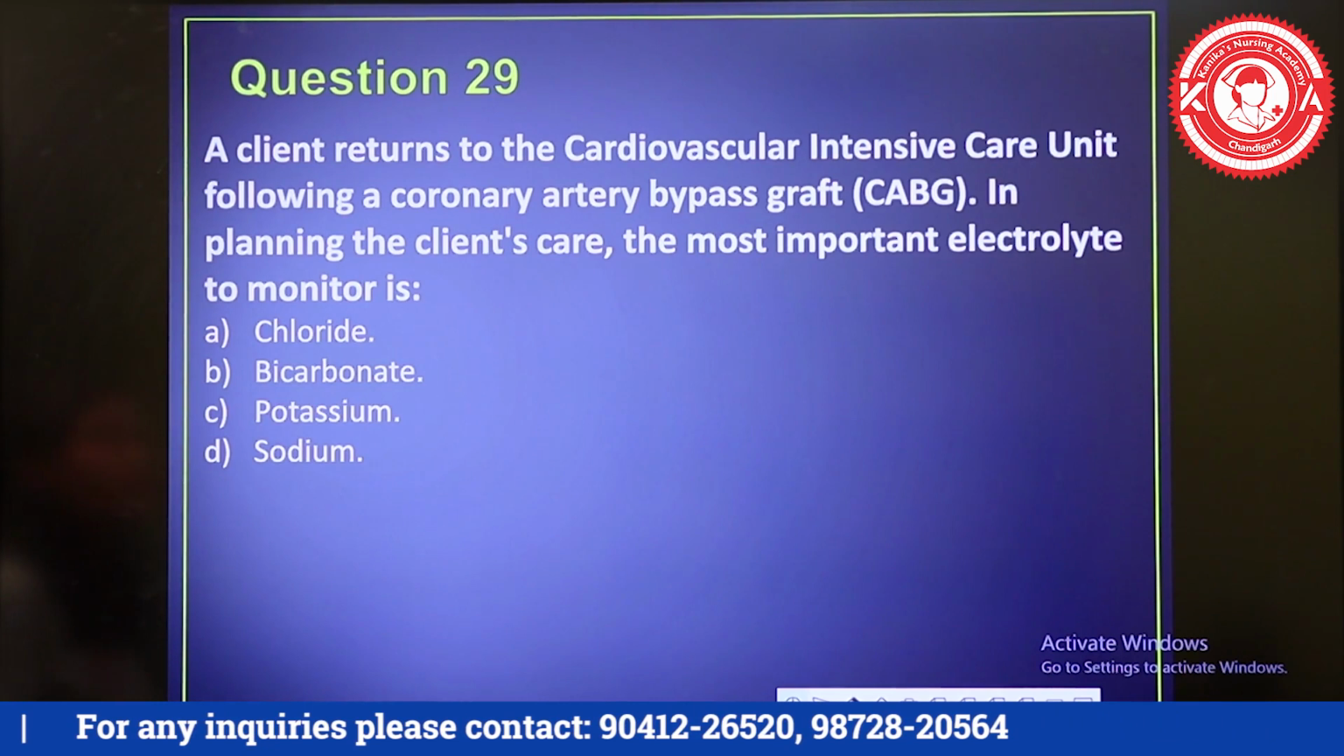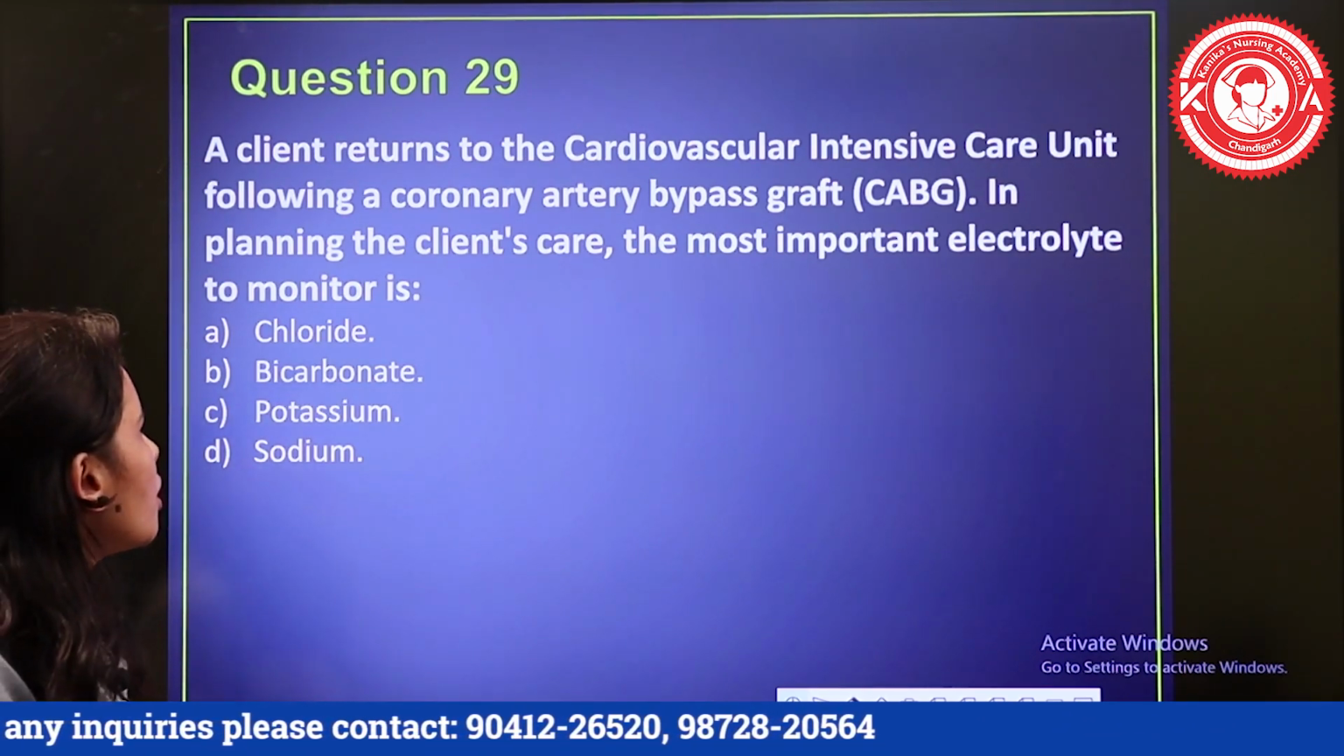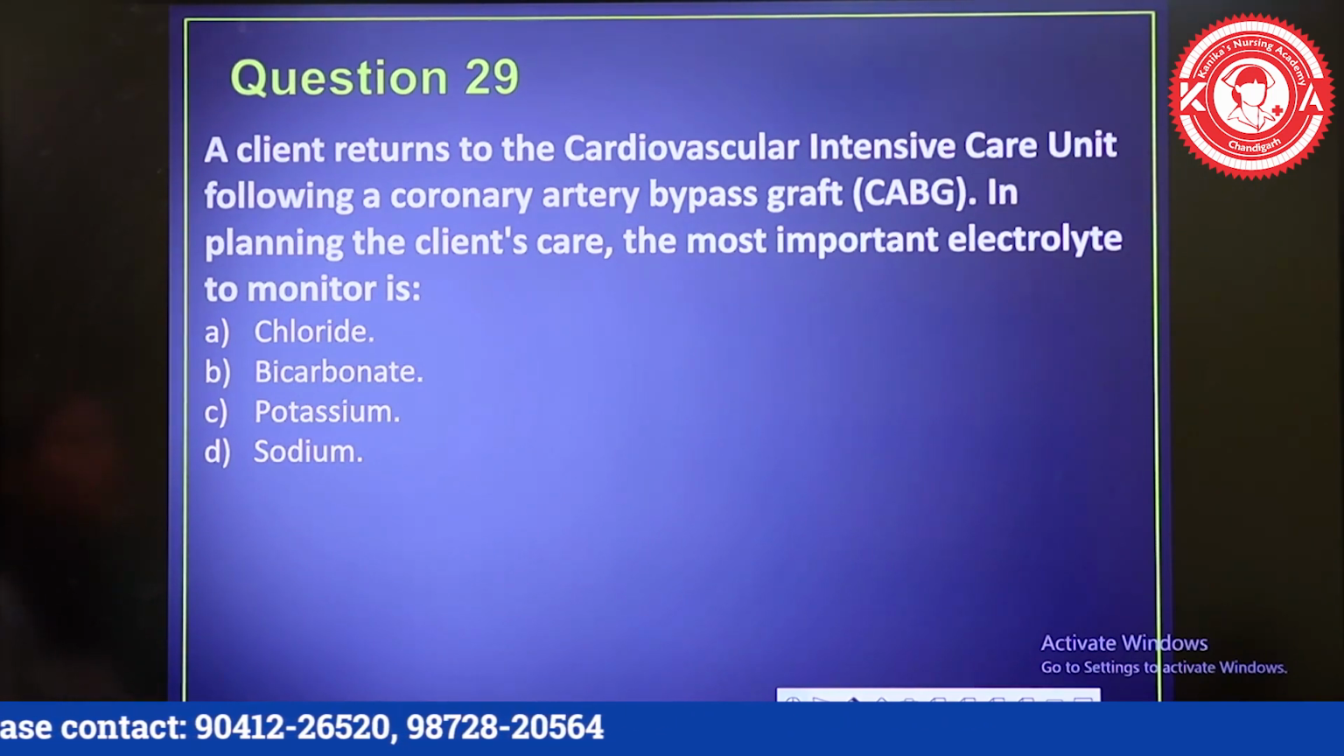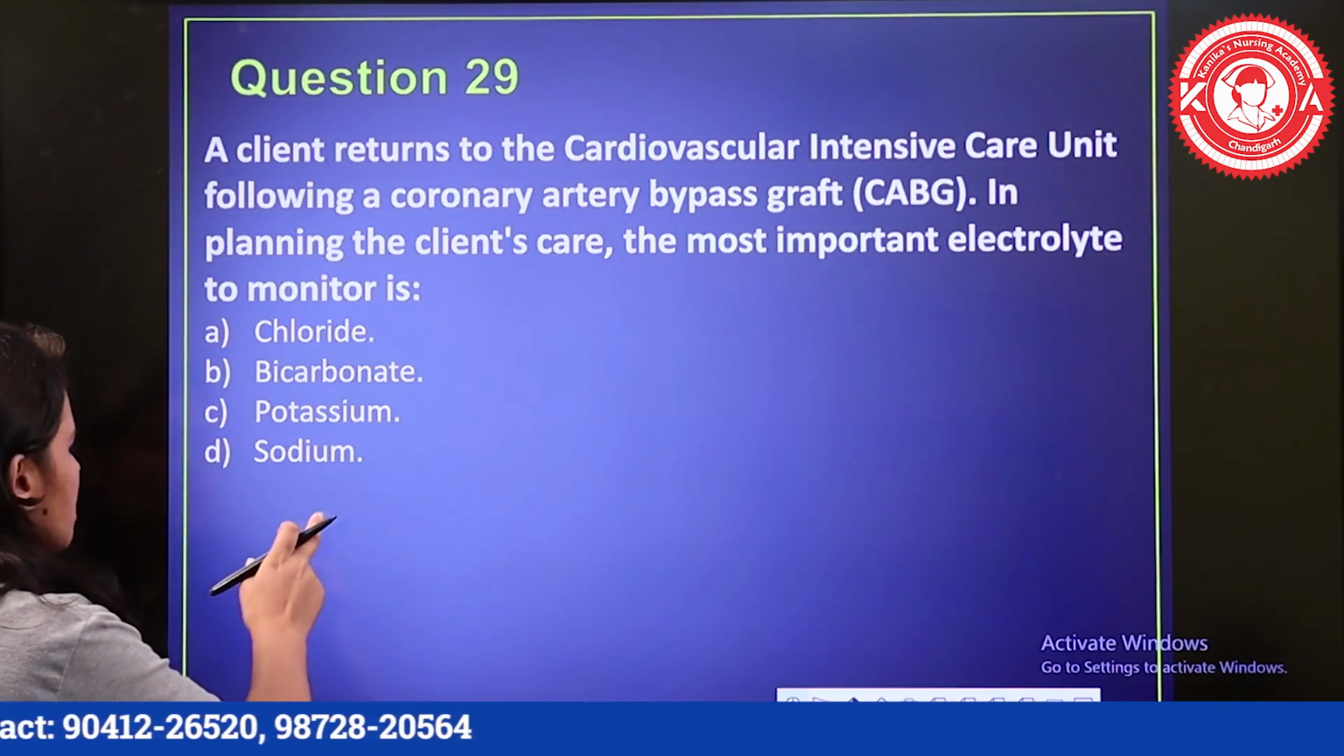Now next question is a client returned to the cardiovascular intensive care unit following a coronary artery bypass graft. In planning the client's care, the most important electrolyte to monitor is potassium.